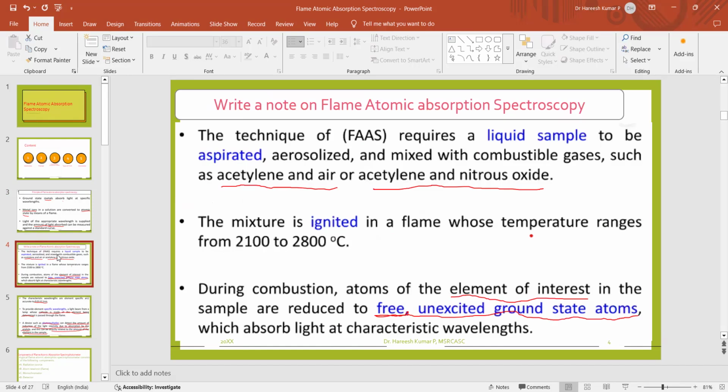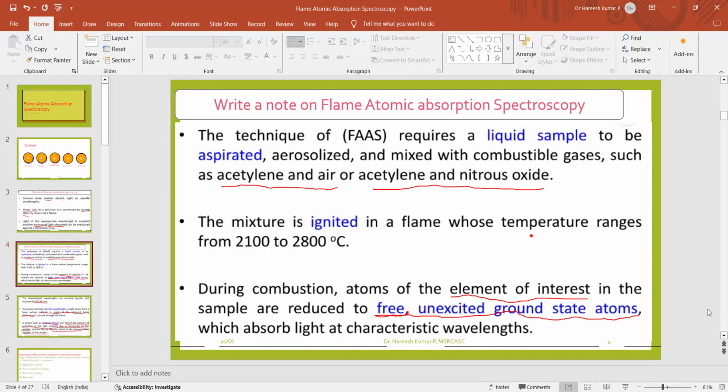Let's look into one more: write a note on flame atomic absorption spectroscopy. The technique requires a liquid sample to be aspirated. Aspirated means sucking the sample, and then aerosolated. Aerosolated means converting into small particle size and mixed with combustible gases such as acetylene and air. Here acetylene is a fuel, air will be the oxidant. Again acetylene is a fuel, nitrous oxide is the oxidant. The mixture is ignited in a flame whose temperature ranges from 2100 to 2800 degrees centigrade.